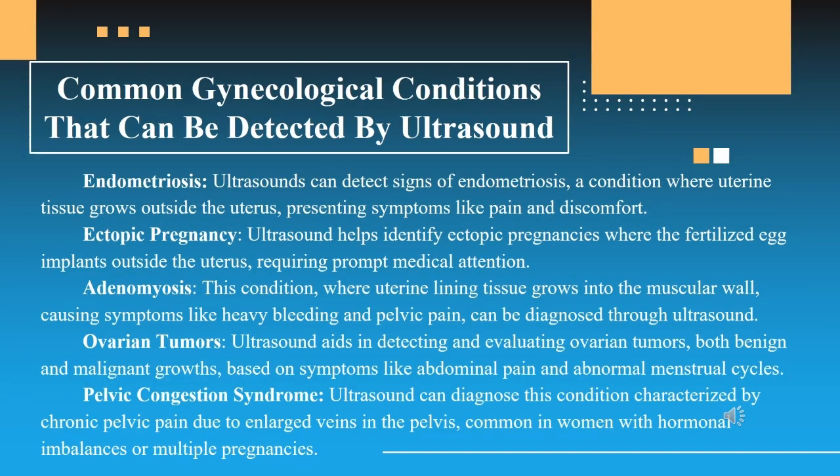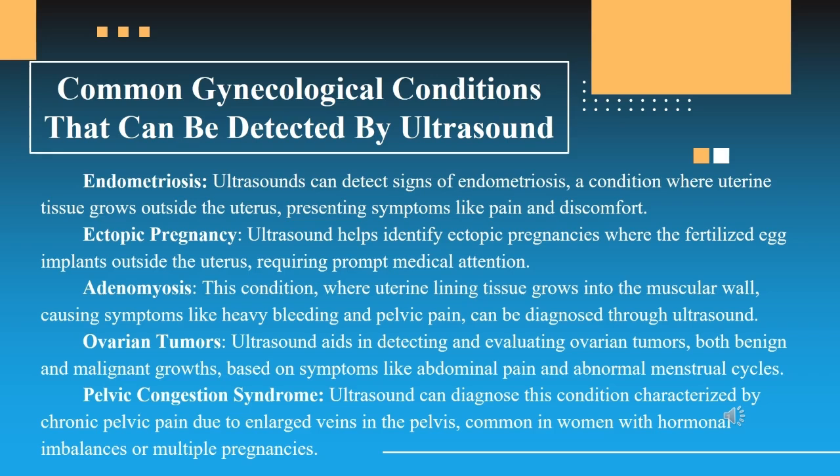Common gynecological conditions that can be detected by ultrasound also include endometriosis. Ultrasounds can detect signs of endometriosis, a condition where uterine tissue grows outside the uterus, presenting symptoms like pain and discomfort. Ectopic pregnancy helps identify a pregnancy that was fertilized and implants outside of the uterus, requiring prompt medical attention that can be life-threatening. Adenomyosis is a condition where the uterine lining tissue grows into the muscular wall, causing symptoms like heavy bleeding and pelvic pain, and can be diagnosed through ultrasound.